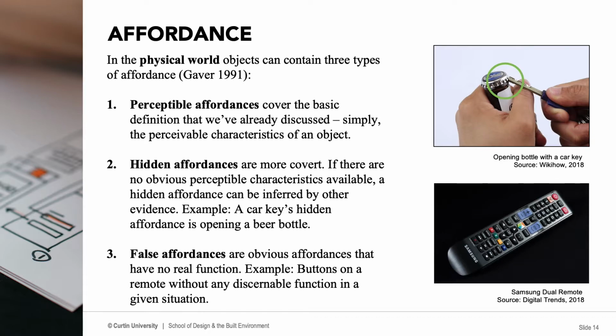And the more creative amongst you might get your car keys out because you've got your car keys with you and go, yeah, actually, the car keys' hidden affordance is to open a beer bottle. That truly indeed can be a hidden affordance. In the same way that drinking tea out of a saucer and having that larger surface area to blow and cool off your tea and drink from it, that's also a hidden affordance.